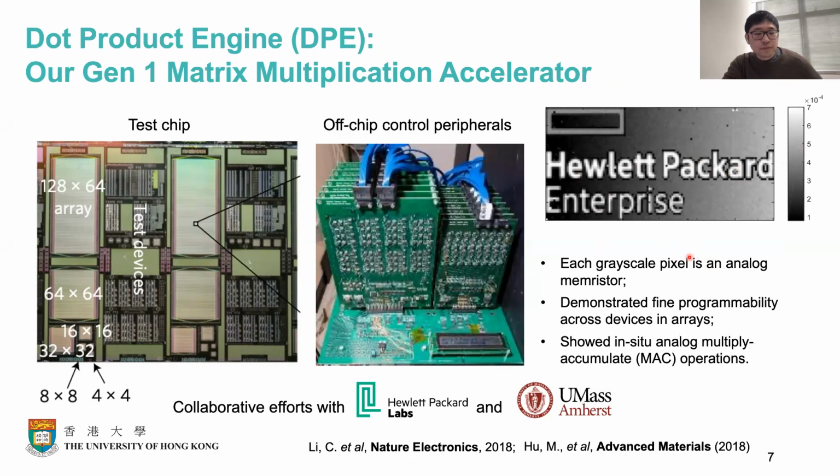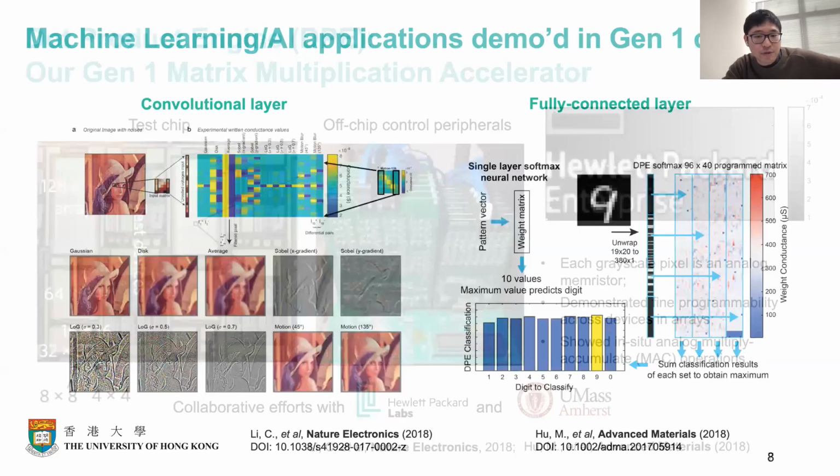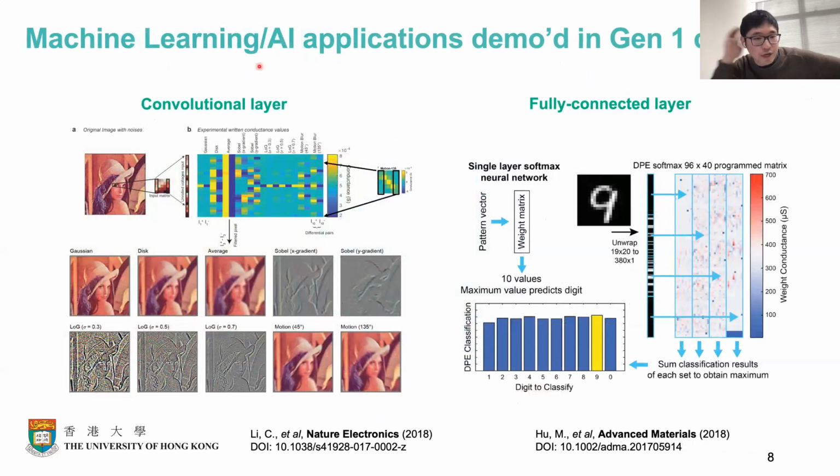With this platform, we are able to demonstrate that this device can accelerate different types of neural networks, including the convolutional neural network and the fully connected layer. And we have demonstrated very easily that this platform can do MNIST handwritten digit classification with accuracy above 90%.